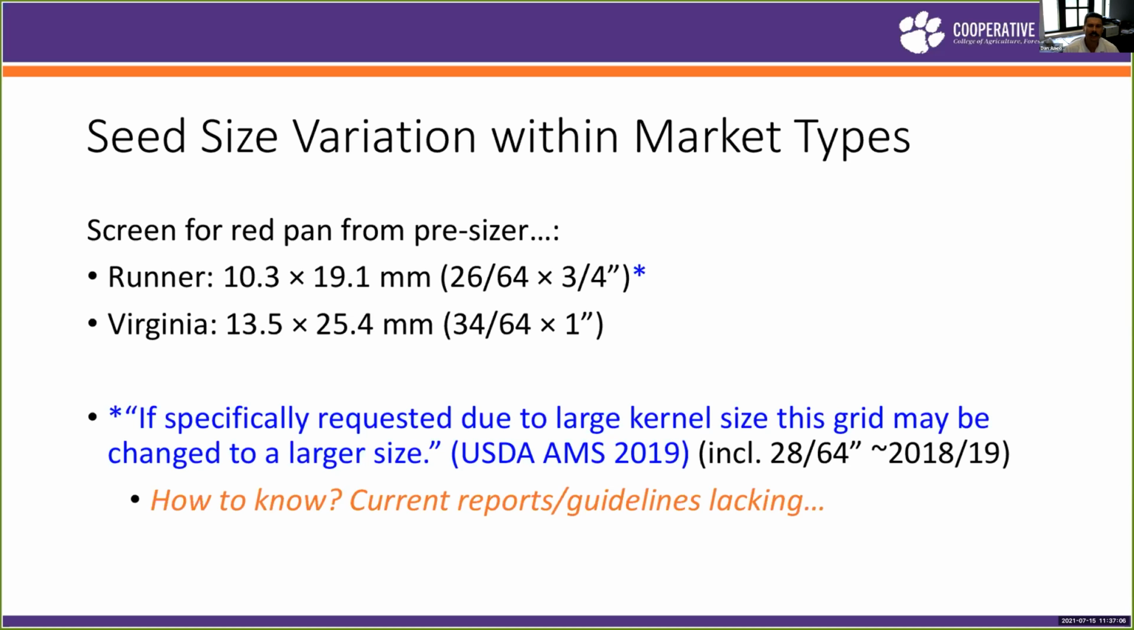And as of about 3 years ago or so, USDA updated its regulations to allow a larger sized sheller screen to be used for runners when there are large kernel sizes being looked at. This includes both the Virginia screen as well as a larger runner screen that measures with a width of 28/64 of an inch. However, there really isn't a lot of current reports or guidelines based upon data that I've been able to find in order to guide this sheller screen selection. And so this was really the main motivation for this work, to see if we can examine the cultivars that we have and look at what might be a reasonable threshold.